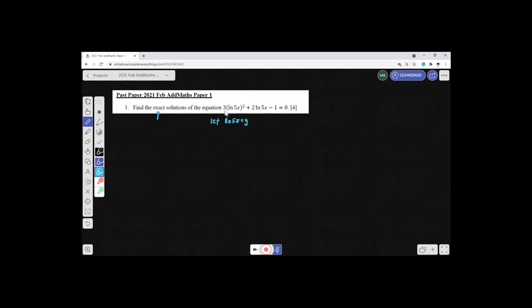So, y, so that the equation becomes 3y squared plus 2y minus 1 equal to 0. Since they asked us to find the exact solution, we factorize to get the final answer. We solve it. For those who do not know how to solve, please use your calculator. For those who know how to solve, you can directly get the answer using factorization. At the end of the day, you cannot leave your y just like that, because they want you to find the exact solution for this equation, which is the x.